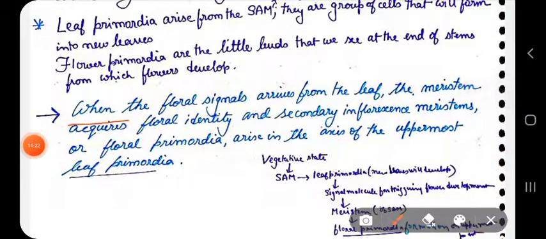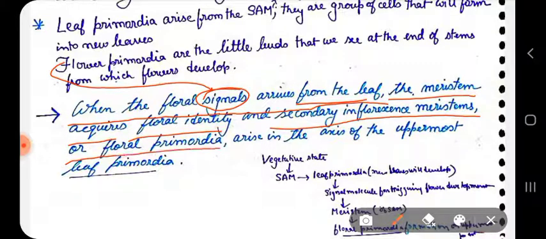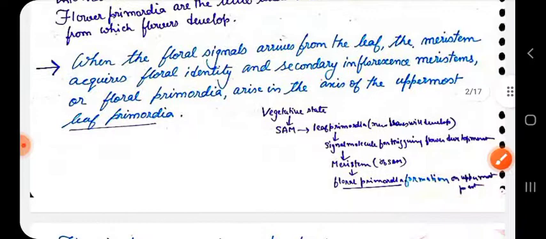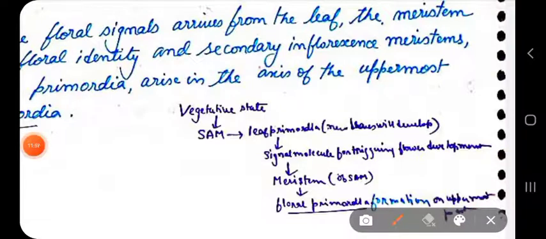Now, when the floral signal arrives from the leaf, the meristem acquires floral identity, and the secondary inflorescence meristems or floral primordia arise in the axil of the uppermost leaf primordia. So this is the flow chart that I have tried to draw. You can write it in big; I have written it in short.